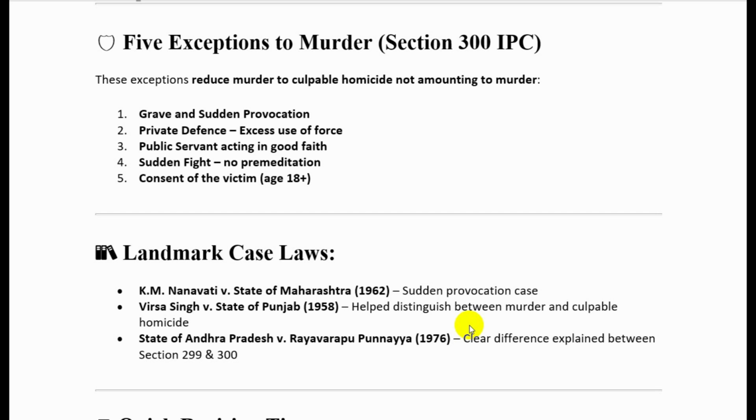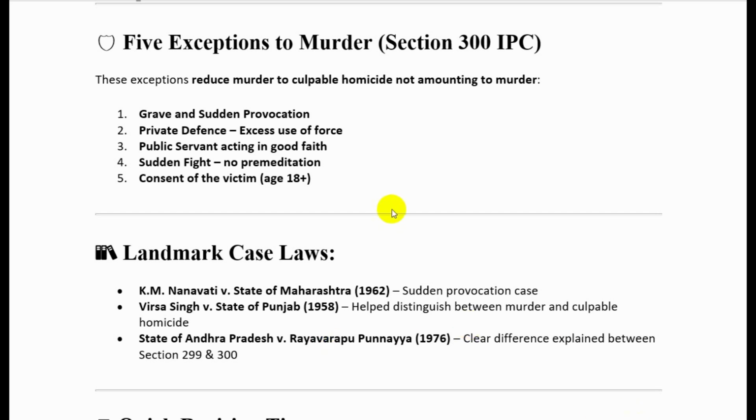So there are certain exceptions, which are grave and sudden provocation, private defense, that is excess use of force, public servant acting in good faith, that is police, military, and so on, sudden fight, no premeditation, that there was no intention that during the fight there was an intent to cause death, and the consent of the victim above the age of 18.